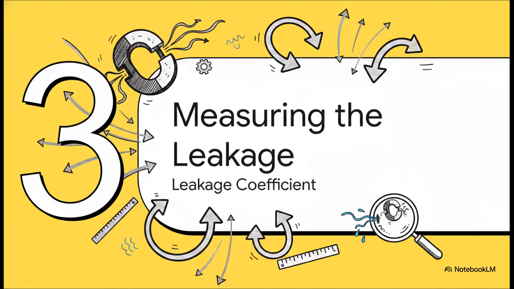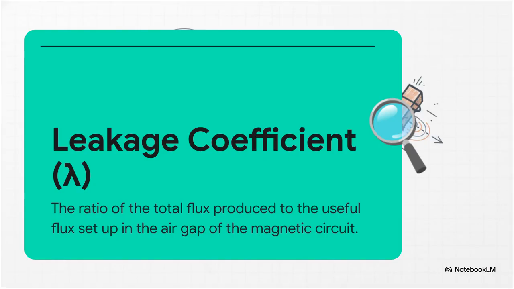Okay, so if we have this leak, the first question an engineer is going to ask is, how big is it? We need a way to actually measure this inefficiency, and for that we have a very specific tool. It's called the leakage coefficient, or lambda. And the beauty of it is just how simple it is. It's just the ratio of the total flux we're creating to the useful flux we actually get to use. You see, in a perfect circuit, this ratio would be exactly 1. But in the real world, it's always greater than 1, giving us a clear, solid number that tells us exactly how much energy we're losing.